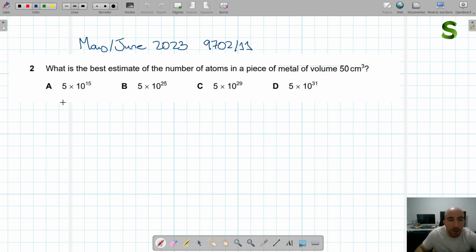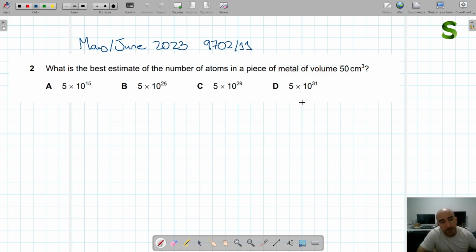So the question is, what is the best estimate of the number of atoms in a piece of metal of volume 50 centimeters cubed? And you don't have any other piece of information. So the first time you approach this exercise, you think, well, we have to do it as you do it in chemistry with Avogadro's number, moles, etc. But this is physics and it doesn't really come in the syllabus.